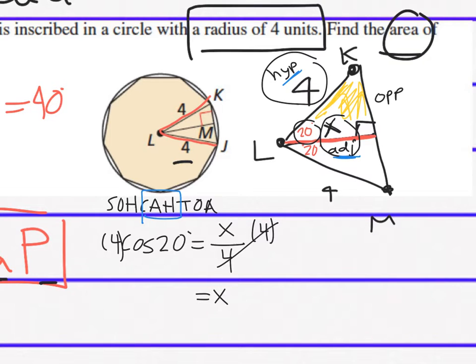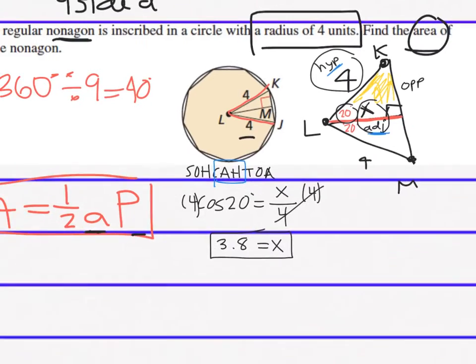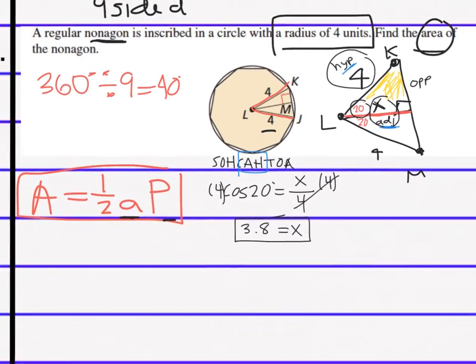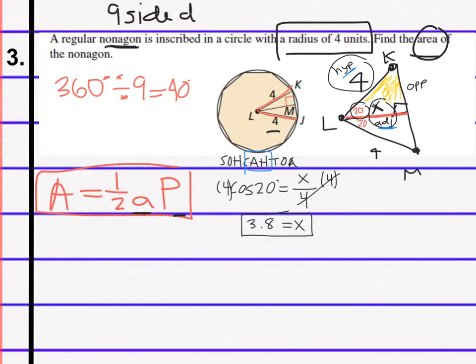In your calculator, you would do 4 times the cosine of 20 degrees. Make sure you're in degree mode. I'm getting 3.8. The rounding is not going to be super important on this. I will clearly be able to know what you're doing and if you're a little bit off. So what we just found, X, is actually my little a, my apothem. I don't want to lose track of my overall goal, finding the area. I'm going to put in 3.8.